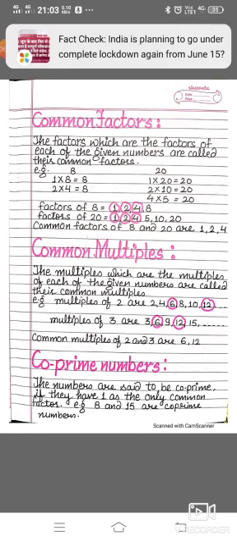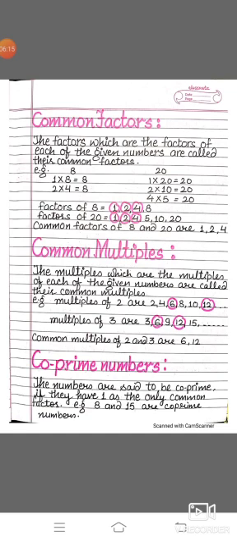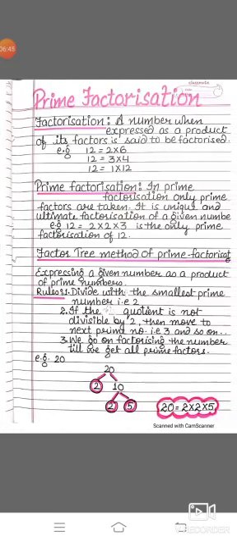Next is common factors. The factors which are factors of each of the given numbers are called their common factors. Common multiples. The multiples which are the multiples of each of the given numbers are called their common multiples. Co-prime numbers. The numbers are said to be co-prime if they have 1 as the only common factor. For example, 8 and 15 are co-prime numbers because their common factor is 1.